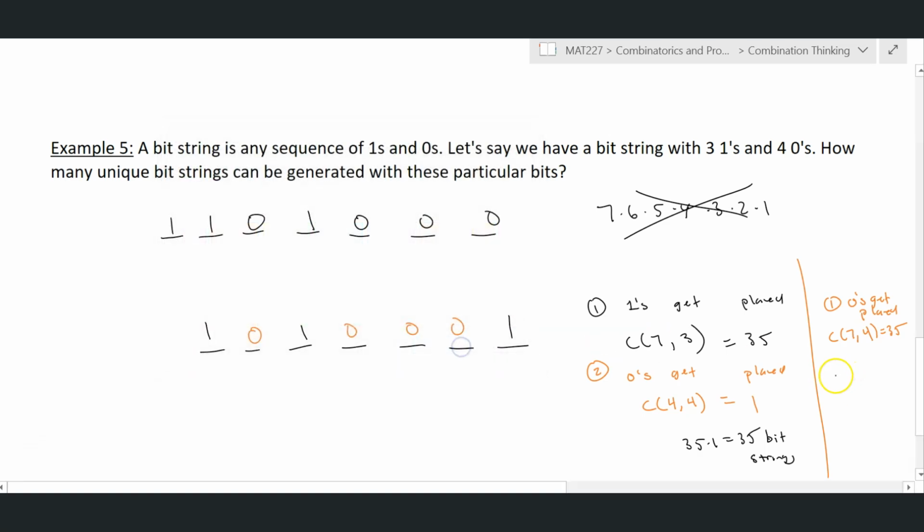And now step 2 would be then to fill the remaining slots with 1s. So imagine that these 4 orange slots were the ones filled with zeros. Well, now there's 3 ways to fill the 1s, and there's only one way you could do that. Oh, so 1s get placed, and again, 35 times 1 is 35 bit strings. So that means that there are 35 bit strings you could produce, not 7 factorial of them, which is actually a lot.